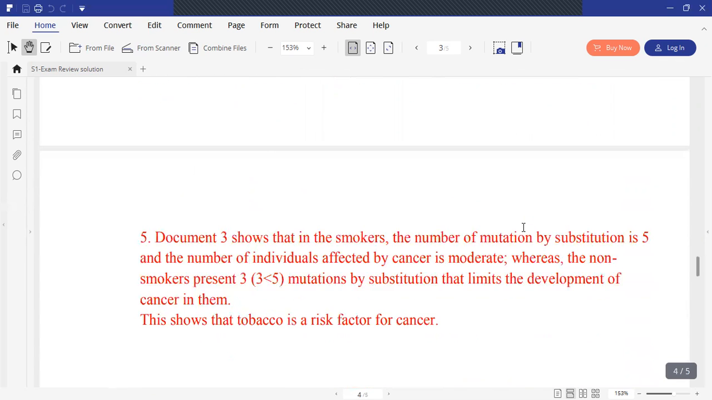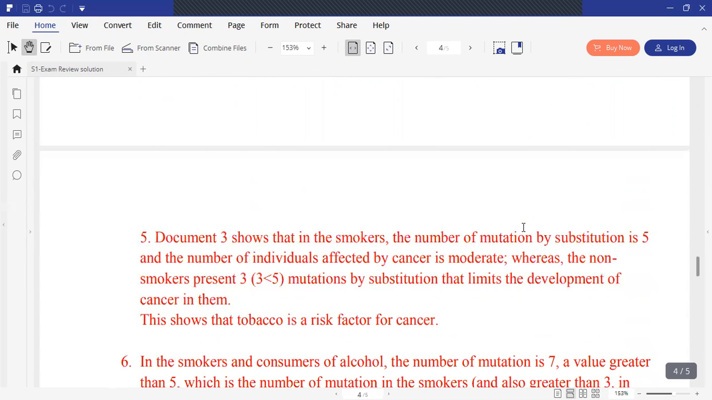Moving now to part 5. Part 5, study 2. Researchers have studied the mutation detected in three groups of individuals. Individuals of group 1 are non-smokers and non-alcohol consumers. Those of group 2 are smokers but not alcohol consumers. And group 3 are smokers and alcohol consumers. The results are shown in document 3.